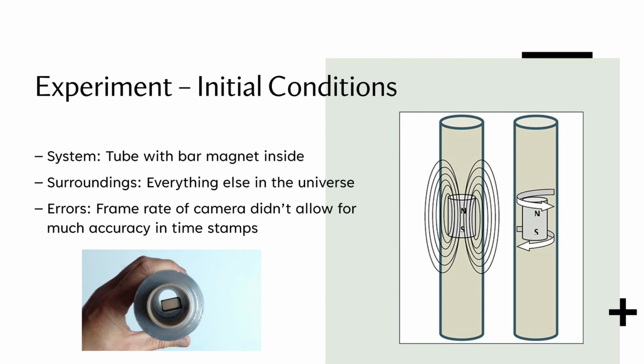So let's get into the experiment. These are the initial conditions. The system is the tube with the bar magnet inside, while the surroundings are everything else in the universe. As for errors, the frame rate of the camera didn't really allow for much accuracy in the timestamps, which could have accounted for discrepancy in data, but you can basically see the setup of the experiment on the right. All you do is just drop a bar magnet through an aluminum foil tube with the north end facing up and catch it when it falls through to the other side.